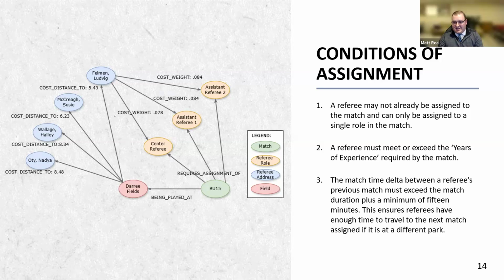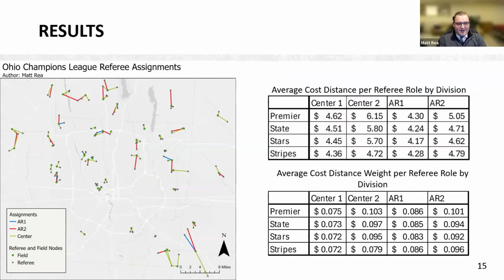Those are foundational for any assignment process. And so my model and my algorithm was able to produce these results. For every match that was in the league schedule, I was able to assign a referee based on their cost distances to the fields that have the matches.